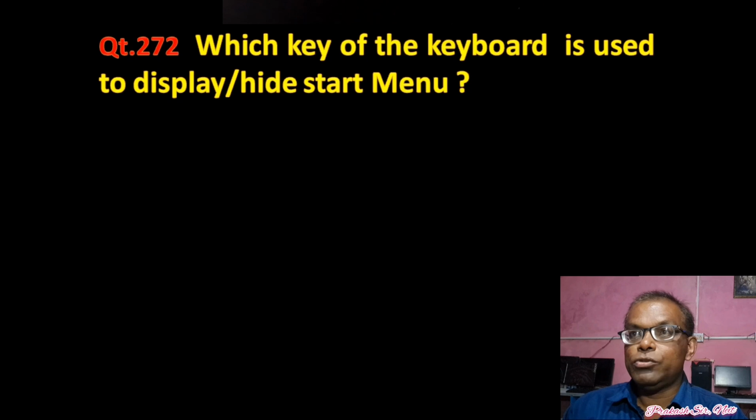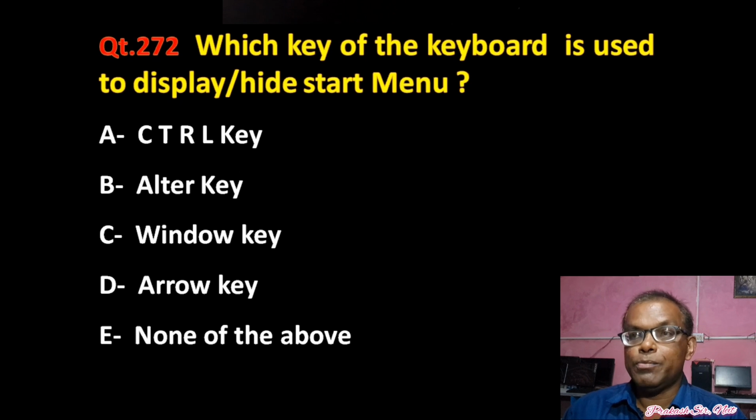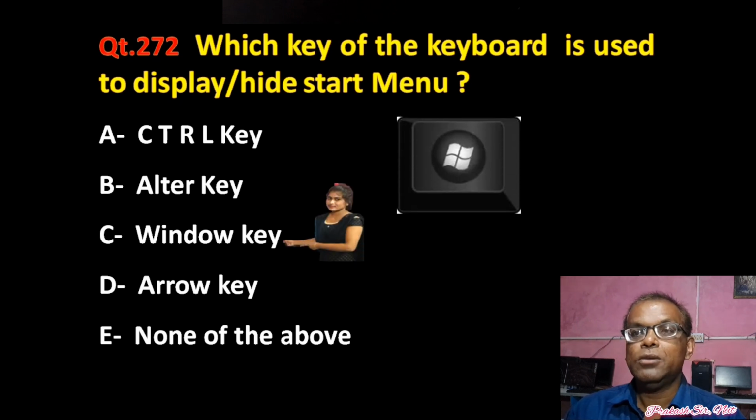Question number 272 is, which key of the keyboard is used to display or hide start menu? This is a very simple question. Whenever you open a computer, then you can get a start button. So if you click start button, then you can get a start menu. So which key of the keyboard is used to display or hide start menu? So the alternatives are control key, alt key, window key, arrow key, and none of the above. The correct answer is point number C, that is window key.